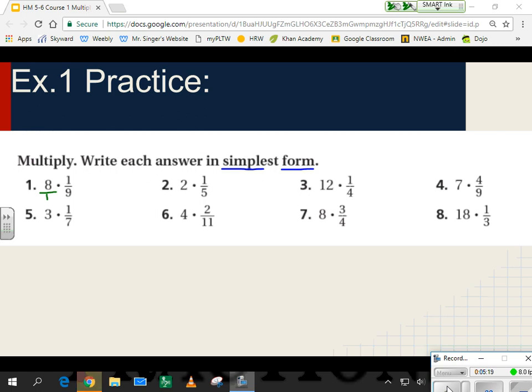Oh, and before you start, just one other thing. Remember, make all the whole numbers, if you're going to do the multiplication version, over 1. That will make it a little simpler on your brain because it's looking at fraction by fraction.